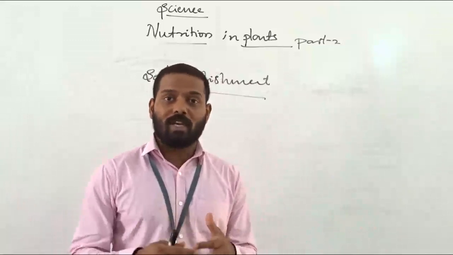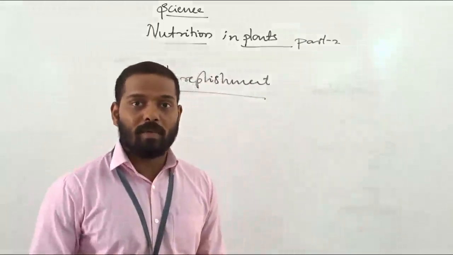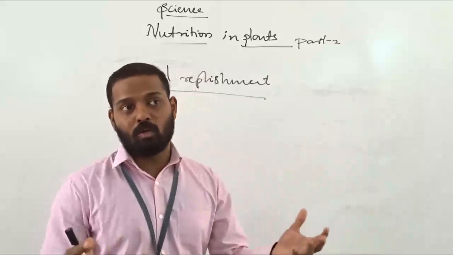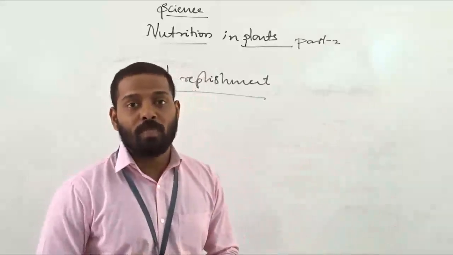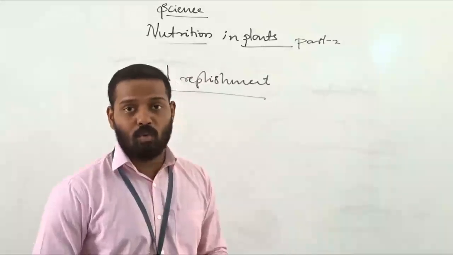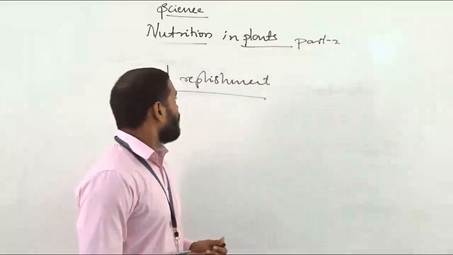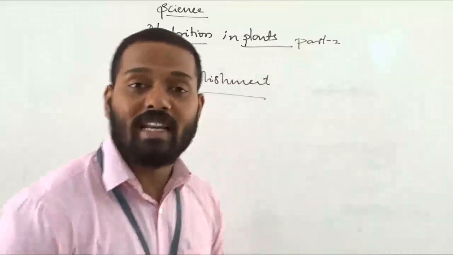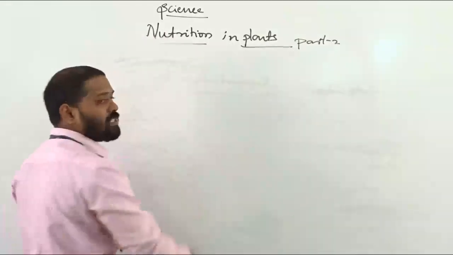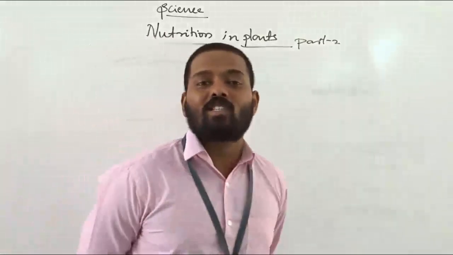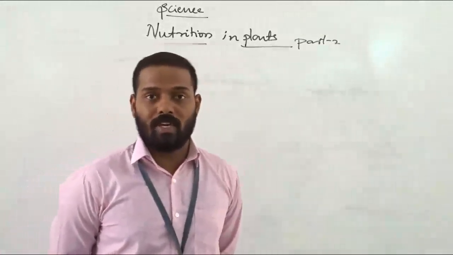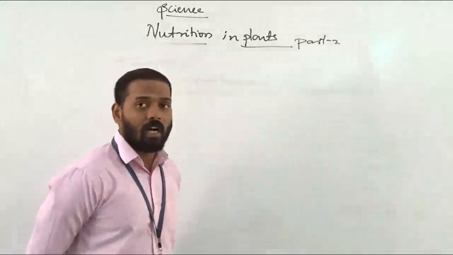When the microbes increase in the soil, they convert atmospheric nitrogen into nutrients. These nutrients become helpful for the plants to grow. So soil replenishment means increasing soil fertility. How can we increase the soil fertility? We can increase it with the help of microorganisms. Okay, understood now?